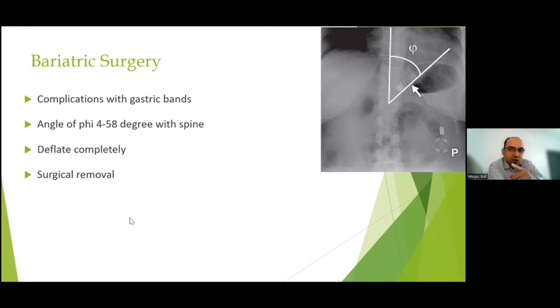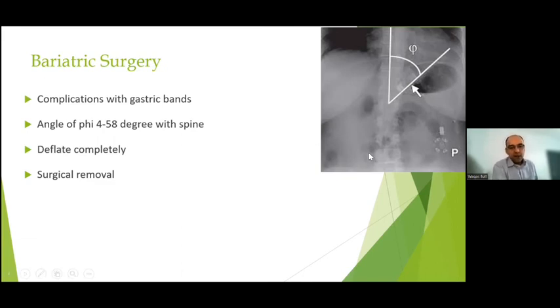So the band should lie, this angle is called the angle of phi, and it should lie between 4 and 58 degrees. So that's how you should see the band. If the band is more horizontal, that means that it's slipped, right? And you should not be able to see the circle of the band. You should just be able to see the side of the band like this. So if you are seeing a full O, or you are seeing that the band is lying almost fully horizontally, that means that the band has slipped.